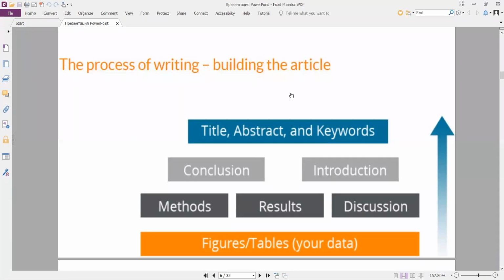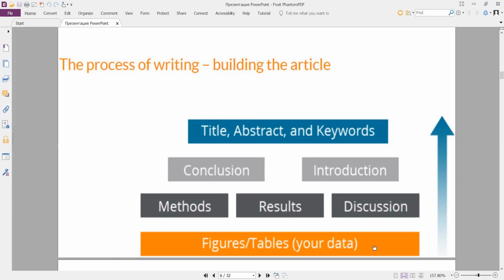Here we see the process of building the article. Let's look at this part now. The sequence of writing the article is not the same as reading it. For example, when we start reading, we start with the title, the abstract and keywords. For most scientific fields, the most efficient way is to regard the manuscript as a whole and build it brick by brick. You start with producing your tables when you finish your research.